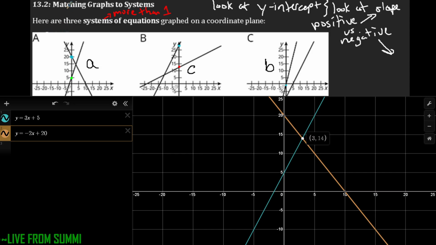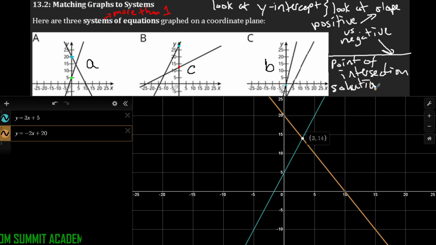Let's say on the side here, key part to remember, point of intersection. That's where the two lines cross. That's where the two lines meet. That's going to mean we have a solution point. So point of intersection is the same thing as a solution point.